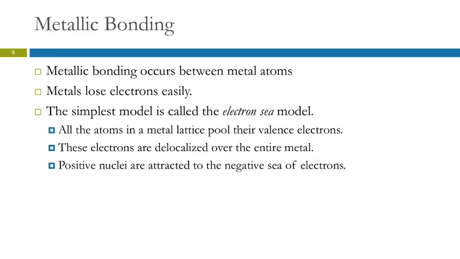So metallic bonding is between metal atoms. Metals lose electrons easily, forming cations, but two cations aren't going to attract each other very much. They're going to repel each other. So how does this even work?